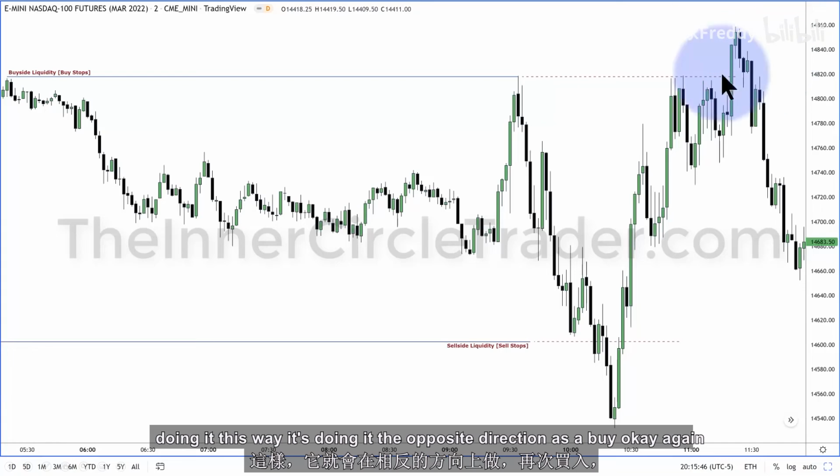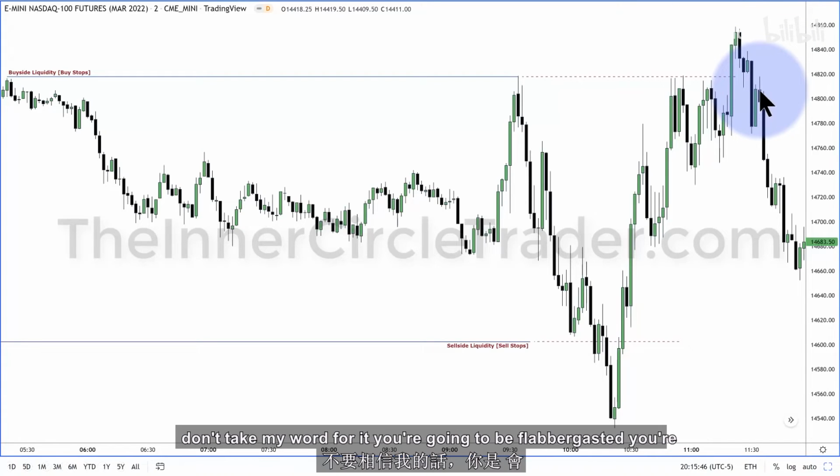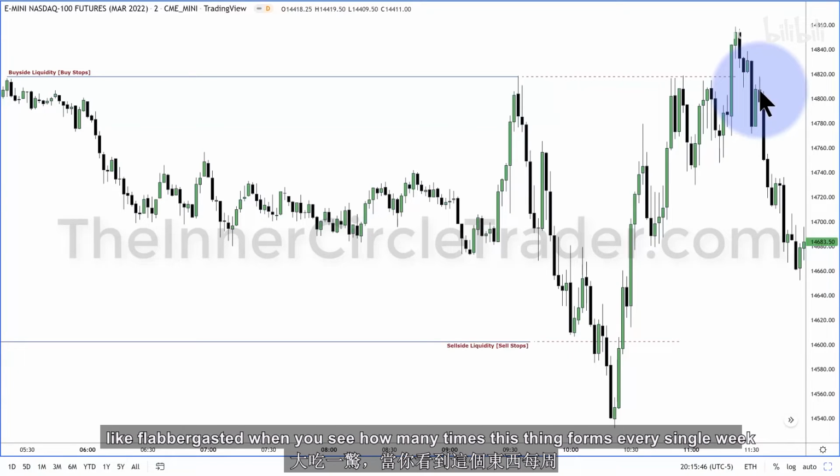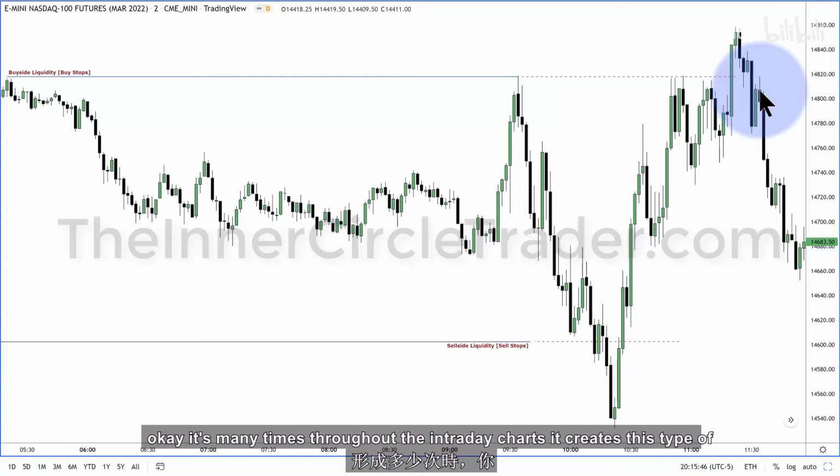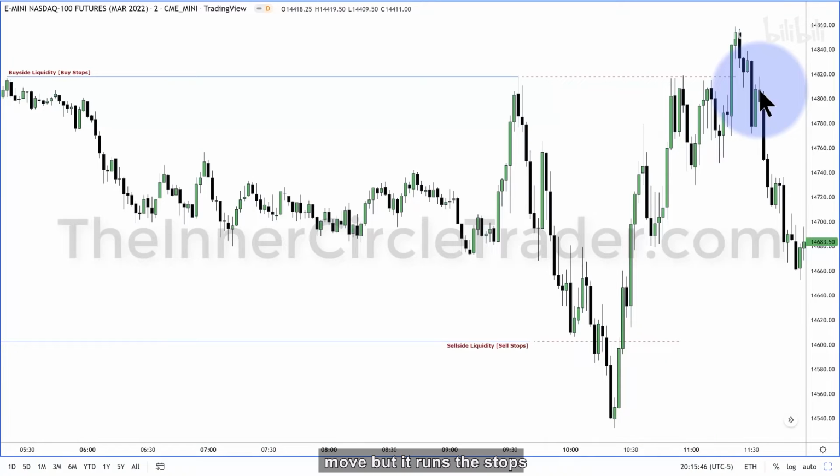And if it's not doing it this way, it's doing it the opposite direction as a buy, okay? Again, don't take my word for it. You're going to be flabbergasted. You like that? Flabbergasted when you see how many times this thing forms every single week, okay? It's many times throughout the intraday charts it creates this type of move.